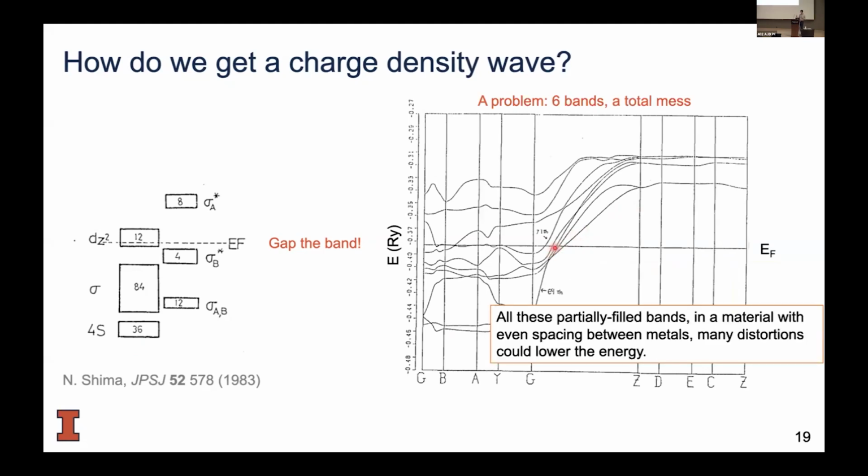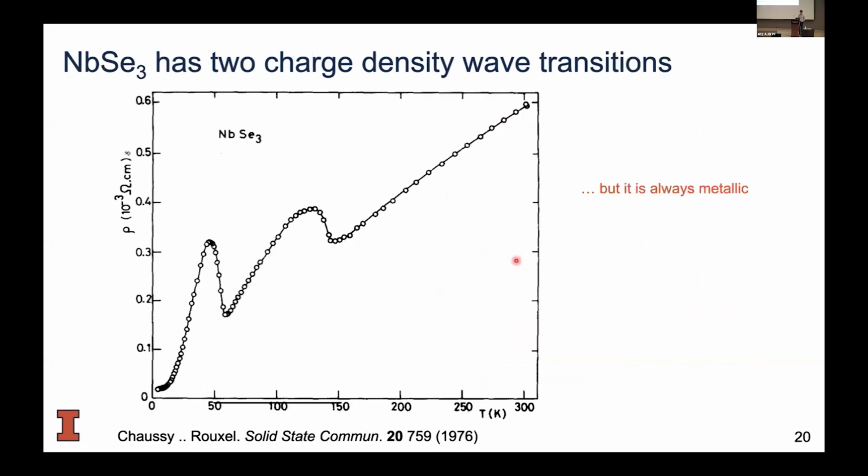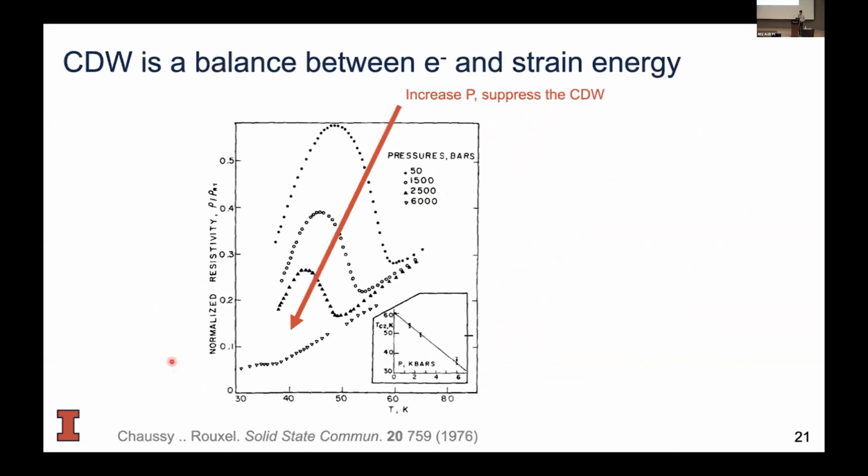And even if I distort one of them, I still have like 5 more bands, and this thing is still going to be metallic. And that's exactly what you see. And so this is the resistivity of this thing. When you cool it down, the resistivity goes down like a metal. It has 2 charge density waves, but it's kind of like a metal to metal transition. It's just metal all the time.